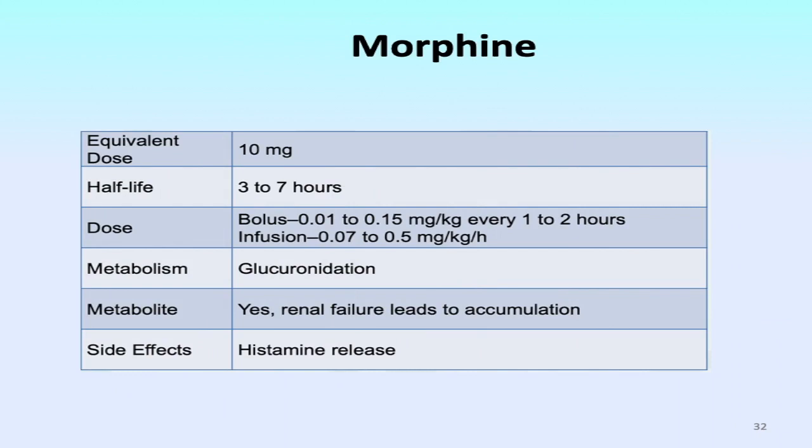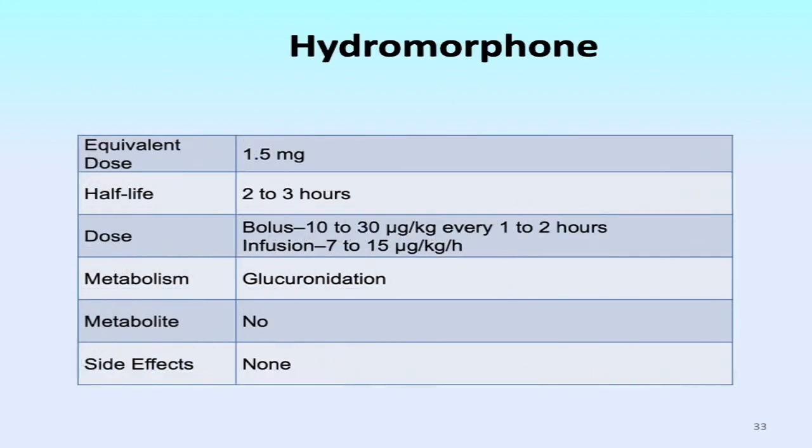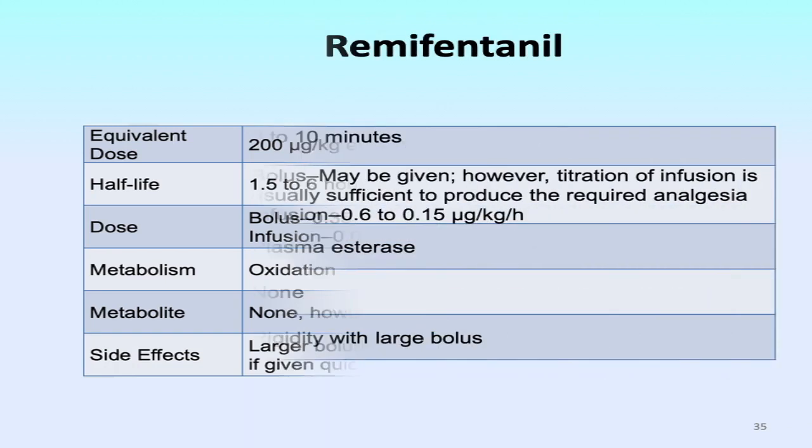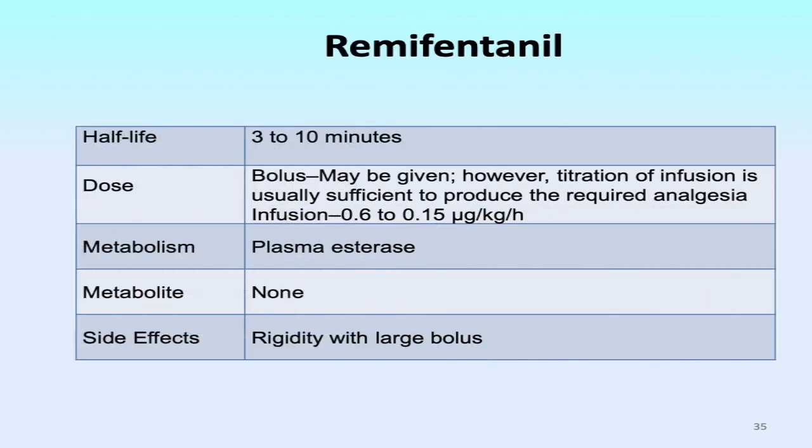So morphine can be given as a bolus in this dose or as infusions, okay? Again, it can accumulate in renal failure and it has histamine release effects. Hydromorphone is the same as this one and also has bolus and infusion doses like that. Fentanyl has the side effect of causing muscle rigidity, especially if given very fast or in larger doses. Okay, so these are our doses. It can also be used for infusions.